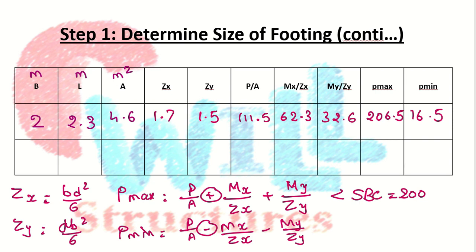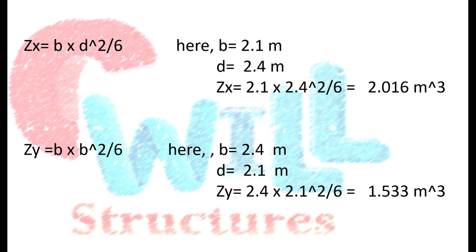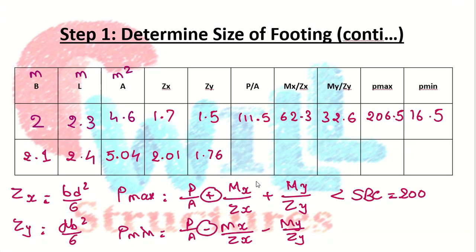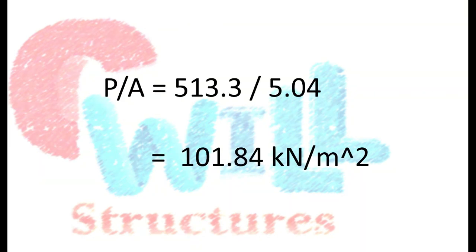Now let's go further. I'm increasing my width by 0.1. So if it is 2.1, then the length will be 2.1 plus 0.3, which is 2.4 meter. Now let's calculate the area. 2.1 multiplied by 2.4 is 5.04. The formula for Zx and Zy is similar. Let me write the values. For P by A, it is 513.3 divided by the area, which is 101.8, correct?